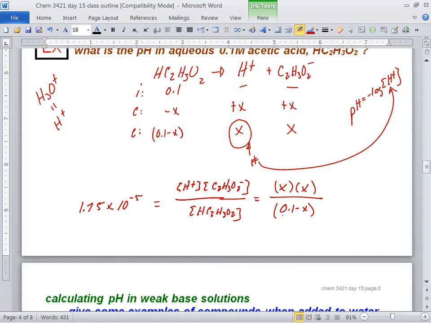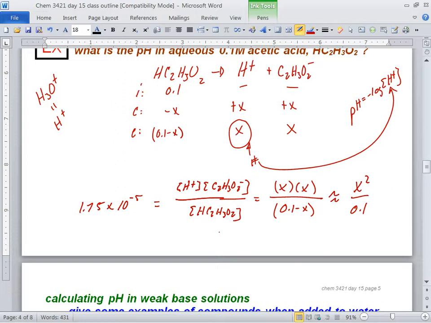Because we're going to do what? Which X? The one on the bottom. Because X has to be extremely small. You take products over reactants, and you have to end up with 10 to the negative 5. So X has to be really, really small. So much easier. So let's solve for your X, figure out what the pH is.